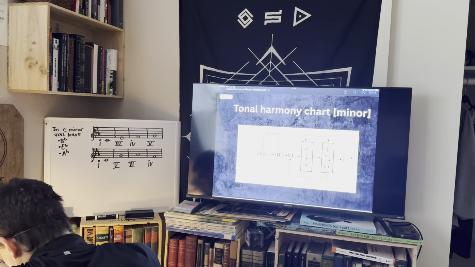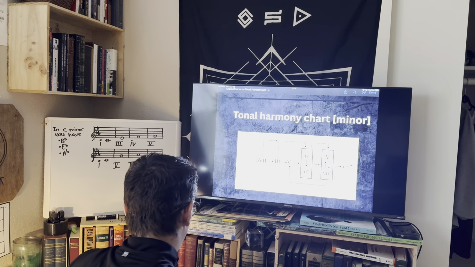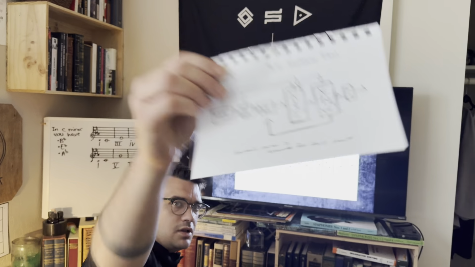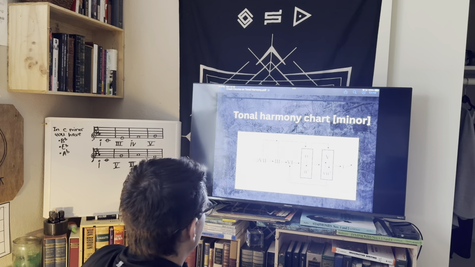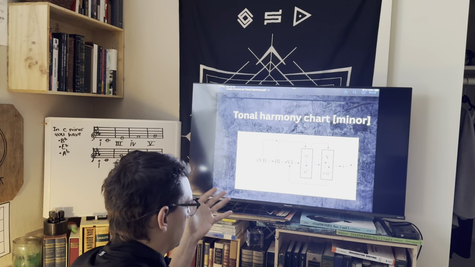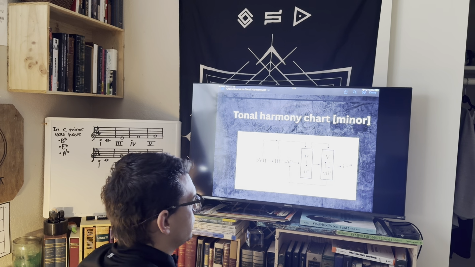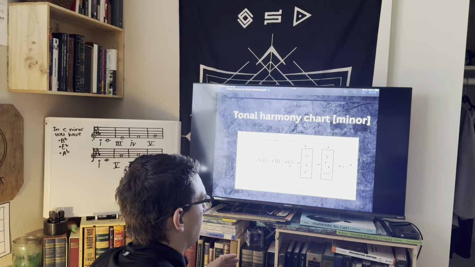All right. Now, this is what I showed you on that paper, right? Same thing. This is the tonal harmony chart in a minor key, the simplified version. This is the most important thing that I will show you today, okay?